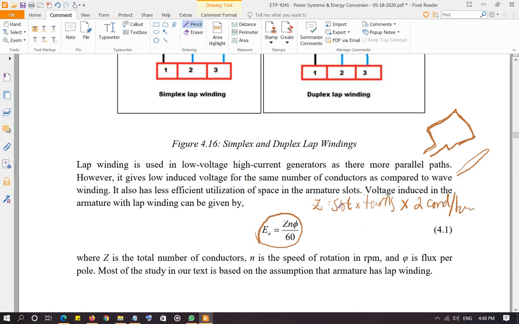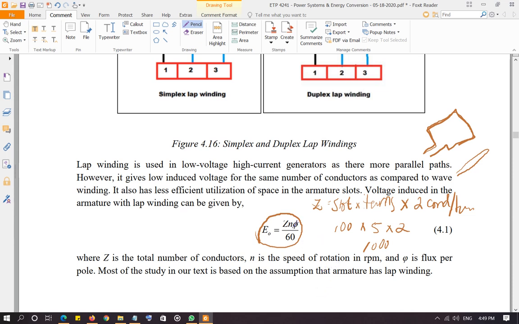So you have number of slots. Let's say I have 100 slots. So 100 slots, I have 5 turns per coil, so I have 5 turns, and then 2 conductors per turn. So the total number of conductors that I will have will be 500 times 2, 1000 conductors in the armature. So again, this is how you calculate Z. So make sure you understand that.